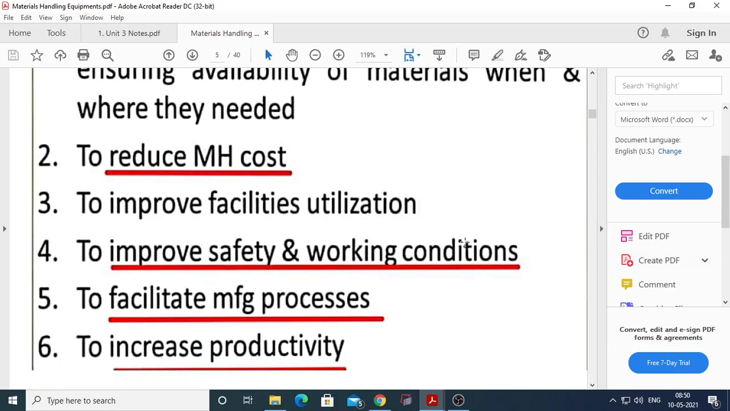You should not damage the load at the time of loading, unloading, or transporting. There are three activities, as you know. First we pick up the load, which means loading. Then second is moving the load from one place to another place, or we can say the transportation.